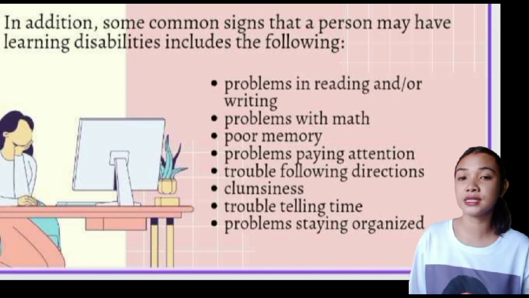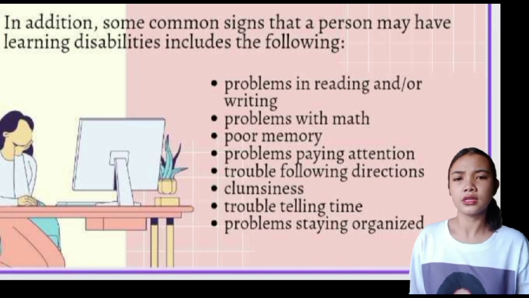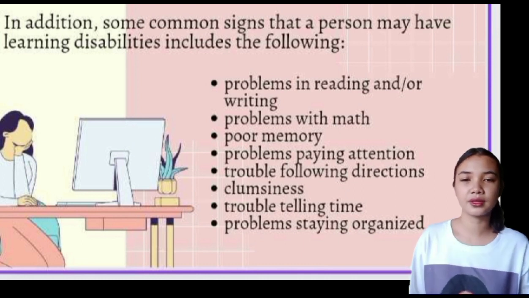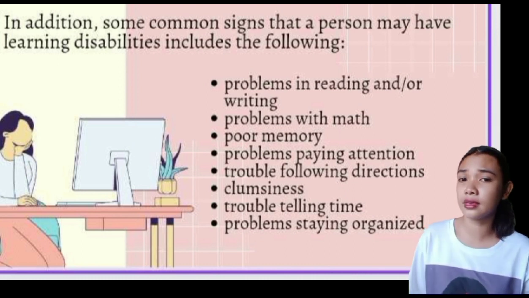The second is problems with math. Struggles with understanding mathematical concepts, calculations, and problem solving. The third is poor memory. Difficulty retaining and recalling information, leading to challenges in learning and remembering.